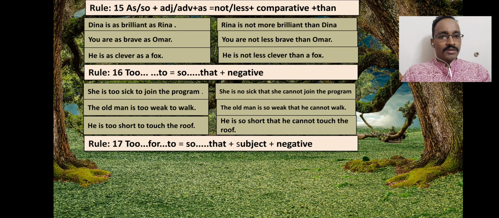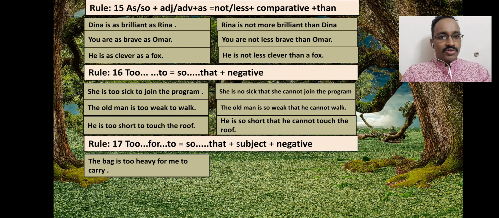Now let's go to rule 17. This is also almost the same. Here you see too, for, then to, so, that plus subject plus negative. Almost the same thing. If we go to the example, it will be clear to you.